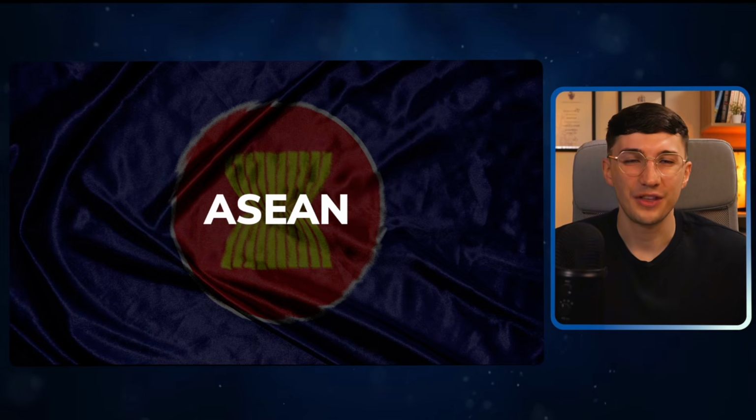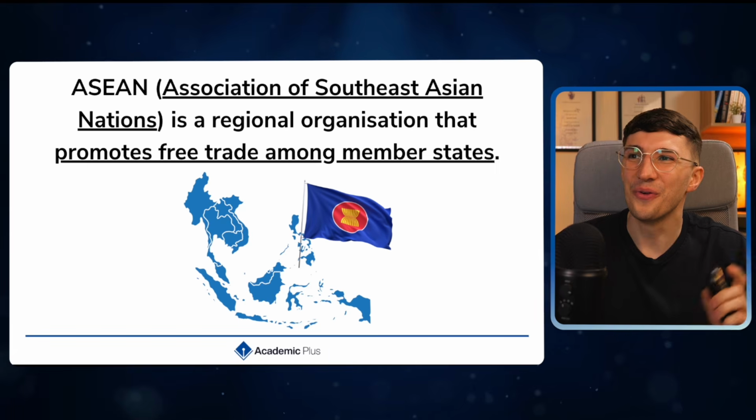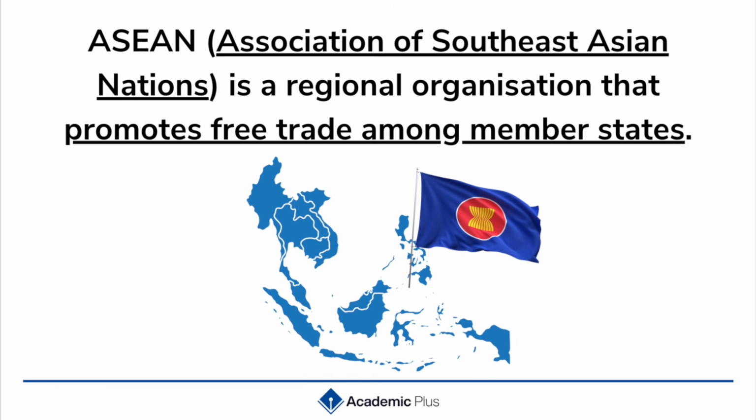And the next trading bloc that we have is ASEAN. So with ASEAN, this is known as the Association of Southeast Asian Nations. And it's made up of around 10 countries in Southeast Asia, including Indonesia, Malaysia, Thailand, Vietnam, the Philippines, and so on at the time of this recording. Now, it tries to promote economic, political, and security cooperation with each other, and tries to promote free trade.